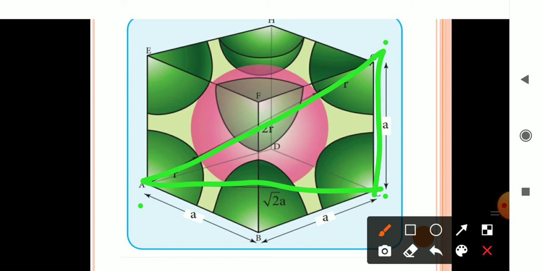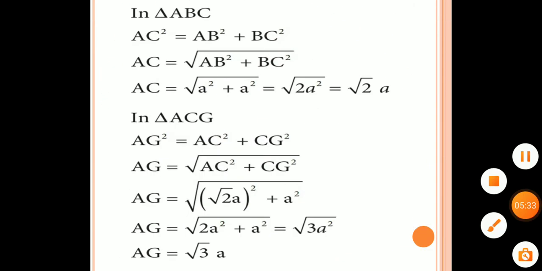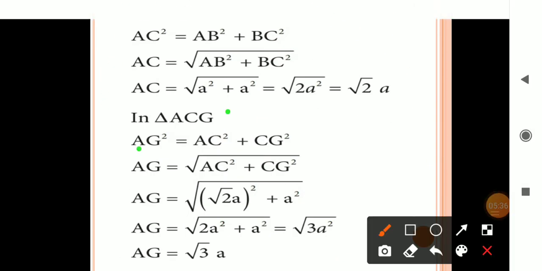Here also what we have to do? We have to apply the Pythagoras theorem. Which is the hypotenuse here? AG is the hypotenuse. So we can write AG square is equal to AC square plus CG square. Now the same technique we are doing. AG square is converted into AG, so that square is converted as a square root on the opposite side. So we can write AG is equal to square root of AC square plus CG square.